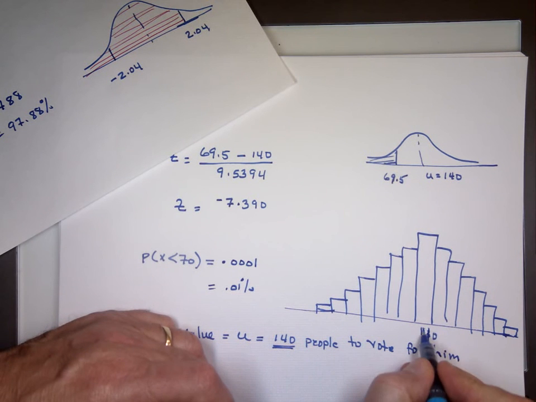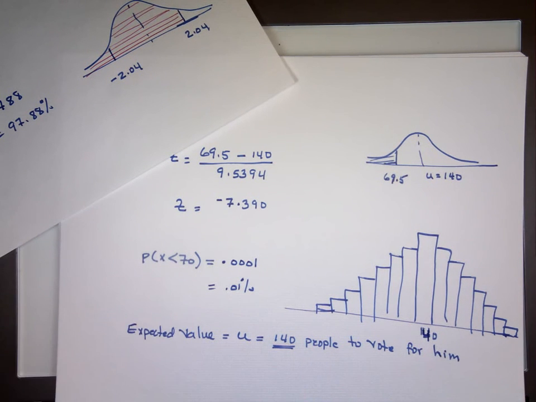So if I say, what's the probability more than 300 people will vote for him? Probably close to 0. What is the probability of less than 70? Close to 0, because that's far away from the 140. More than 2 or 3 standard deviations. Once you go past 3.5 standard deviations, it's almost a 0 chance.